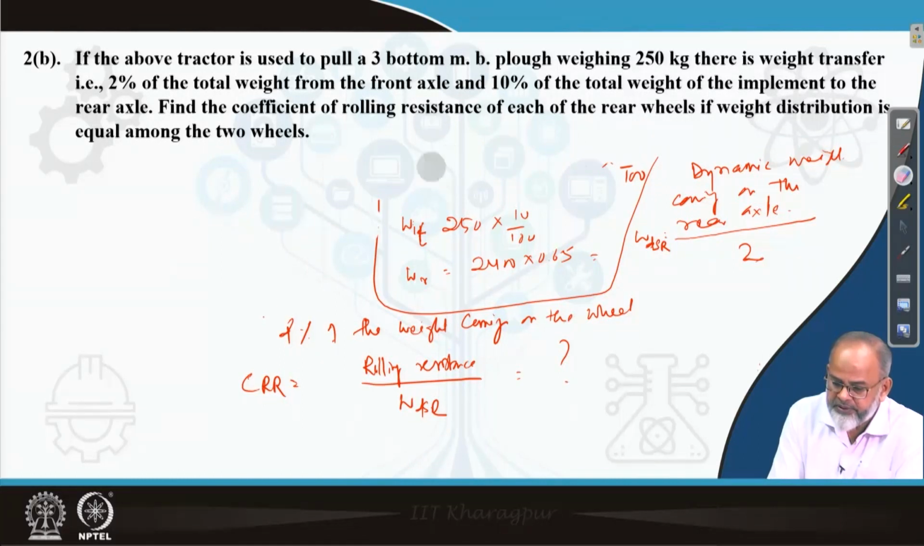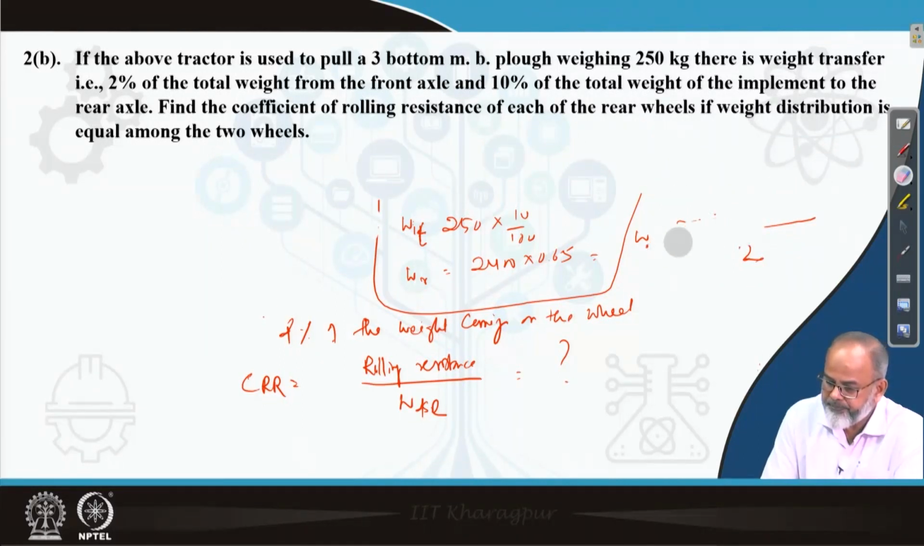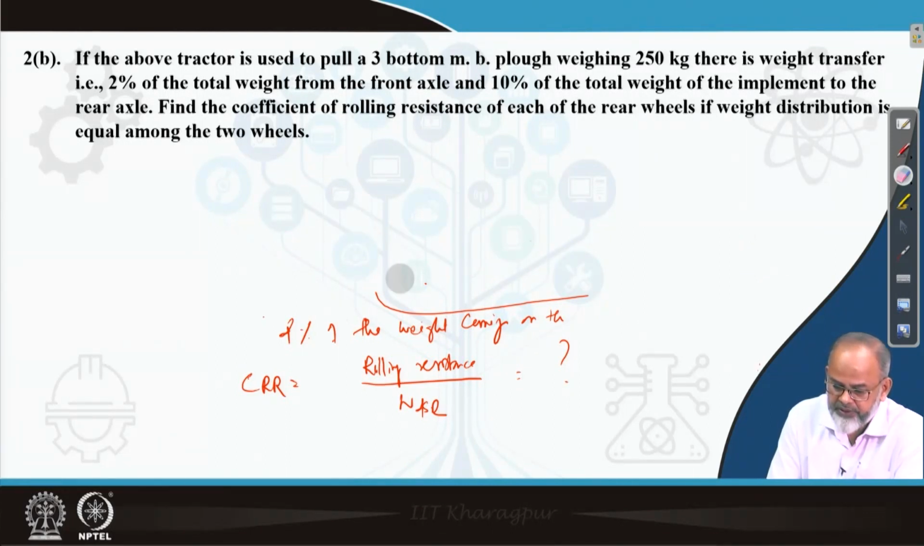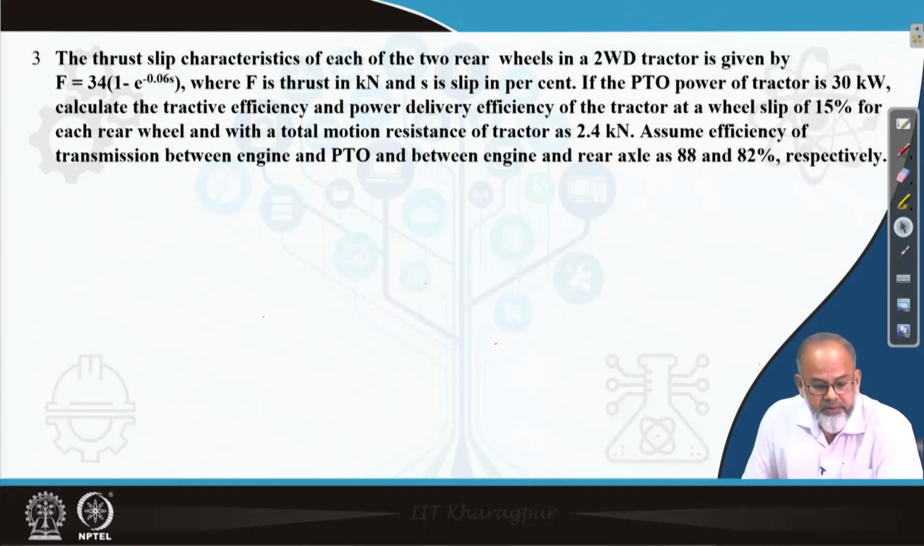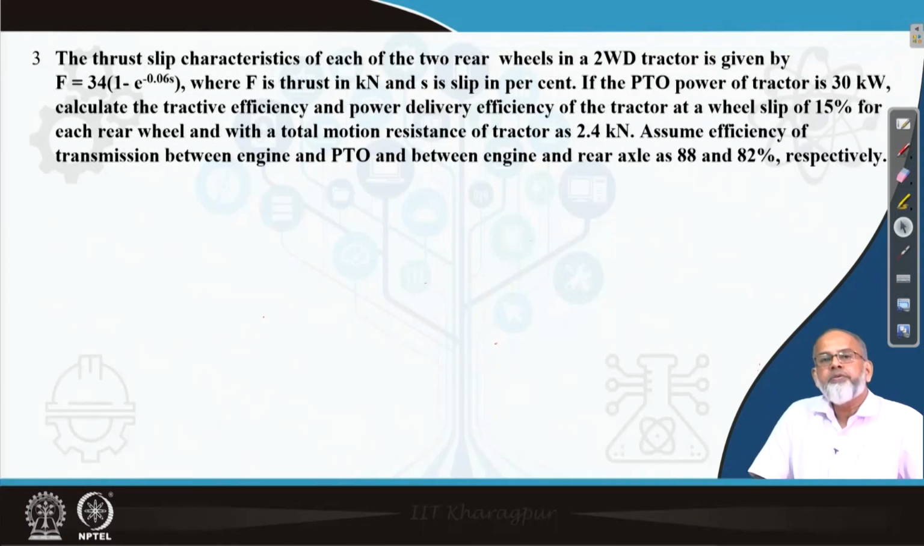Then we'll try the concept of power delivery efficiency and tractive efficiency. That will be described using one more question. The thrust slip characteristics of each of the two rear wheels in a two-wheel drive tractor is given by F is equal to 34 into 1 minus e to the power minus 0.06 S, where F is the thrust in kilonewton and S is the slip in percent.